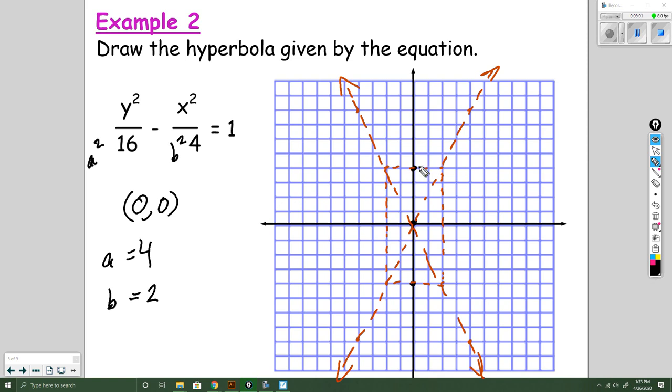Now with our vertices, we're going to draw the hyperbola. One side opens up. The other opens down. Now this is my poor graphing here. It doesn't actually get this close to the asymptote so soon in these locations. But we could use a graphing calculator to see how close it actually gets. But it definitely doesn't get that close to these asymptotes in these locations.